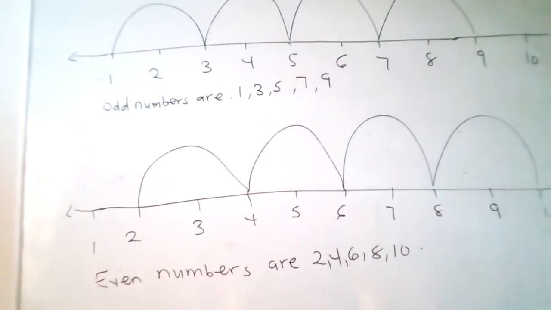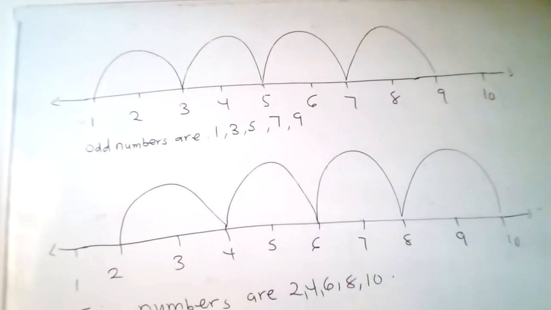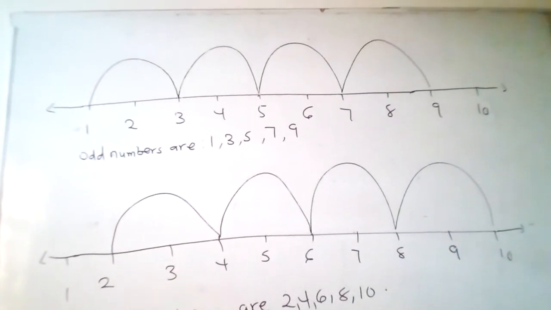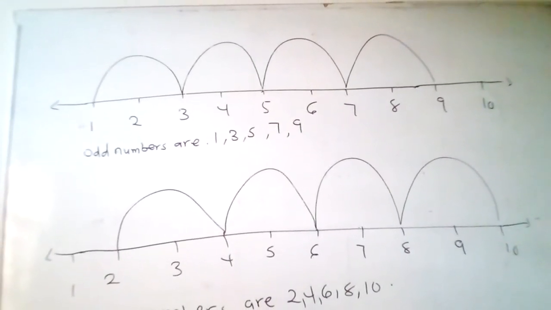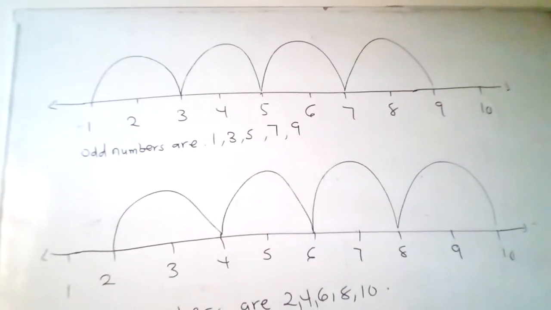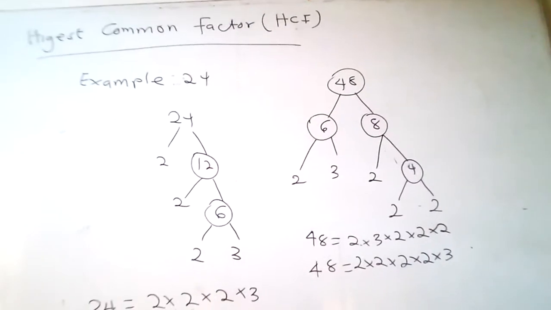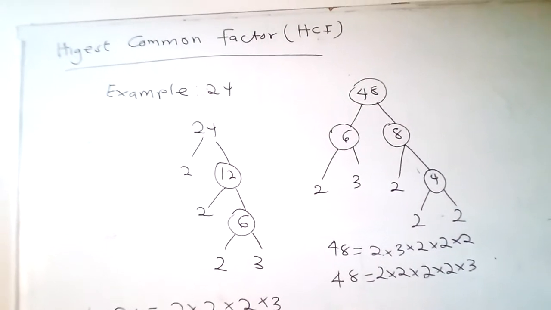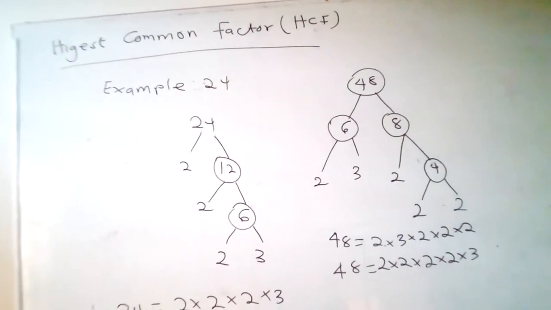So we can use skip counting by 2 to find our even numbers and odd numbers. When you skip count by 2, starting from 1, you are generating odd numbers. And skip counting by 2, starting from 2, generates even numbers. So, highest common factor, that's HCF, of 2 or 3 numbers using prime factorization.